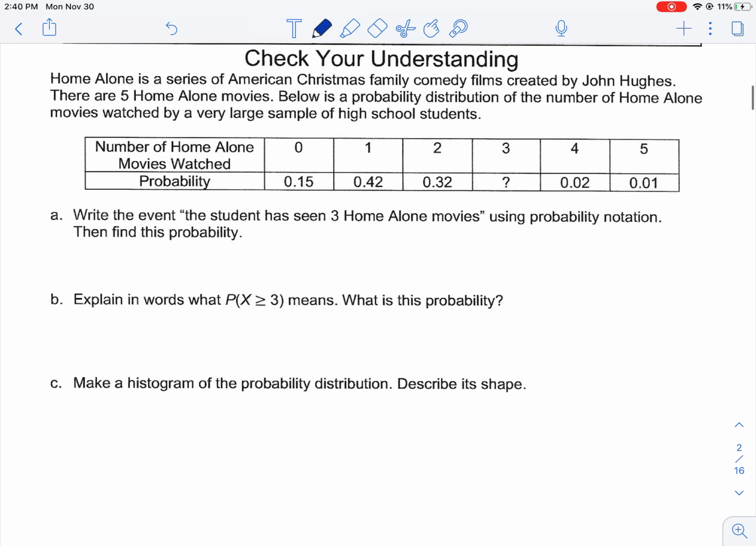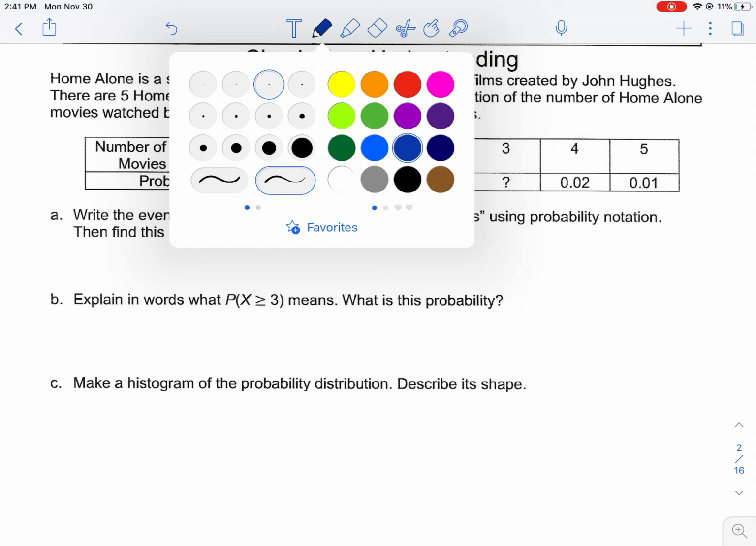Let's look at an example. Remember, a good way to do a check your understanding is for me to read the prompt or you to read the prompt, pause the video, try it on your own, and then unpause to watch the explanation and see if you got the answer right and make any corrections that you need to. I'm going to go ahead and keep going, but this would be a good time to pause if you want to try to do it on your own.